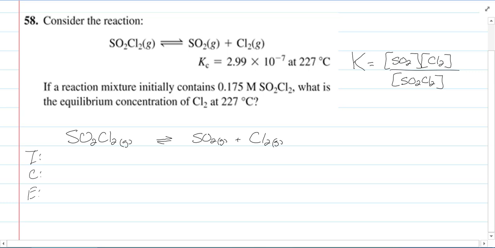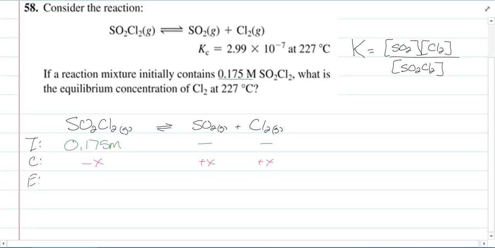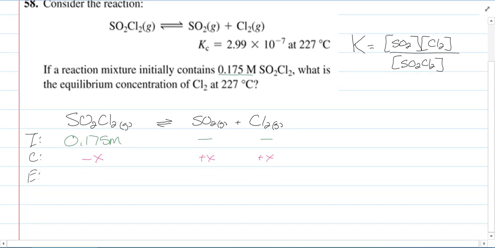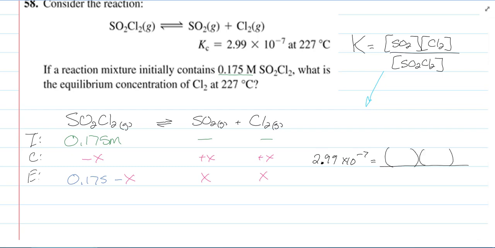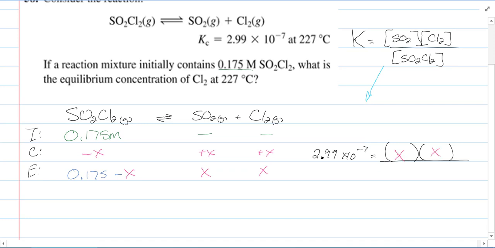So what do we have here? Initially I have 0.175 molar, and 0 and 0. Change: minus x, plus x, plus x. At equilibrium, I have 0.175 minus x, x and x. Bring it into my equilibrium constant expression: K is 2.99 times 10 to the negative 7 equals x times x, or x squared, all over 0.175 minus x.